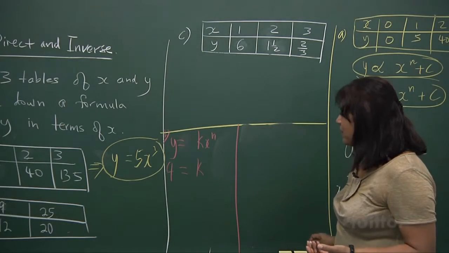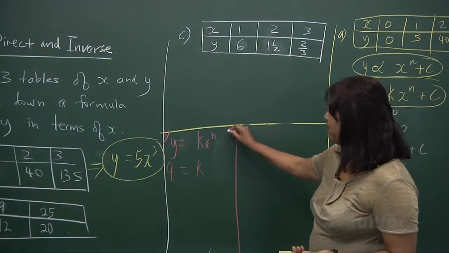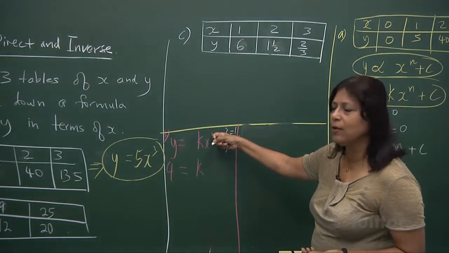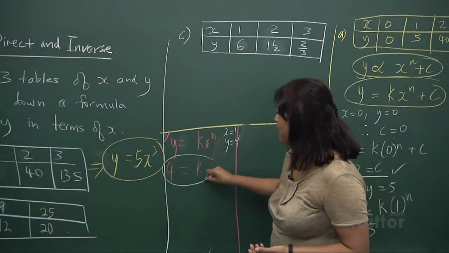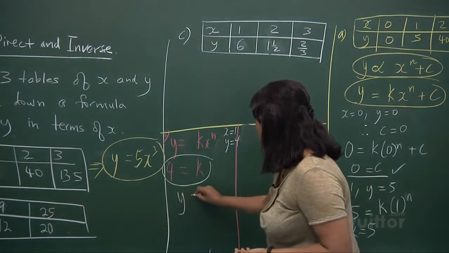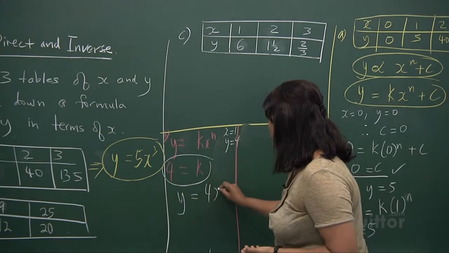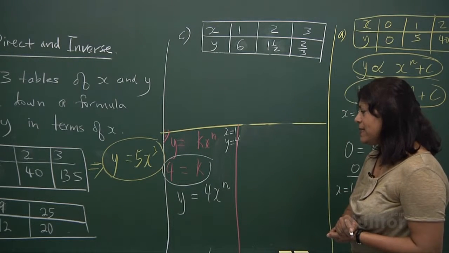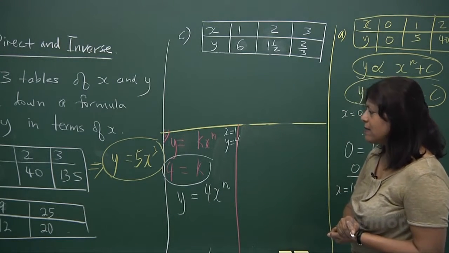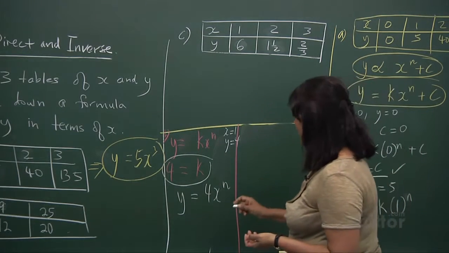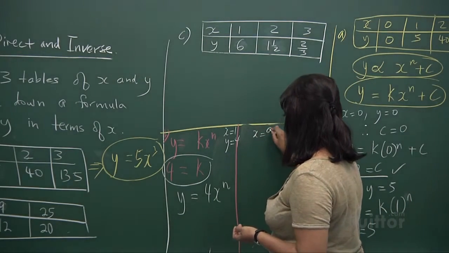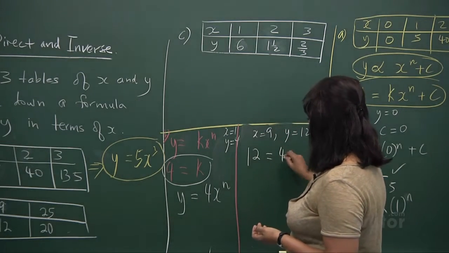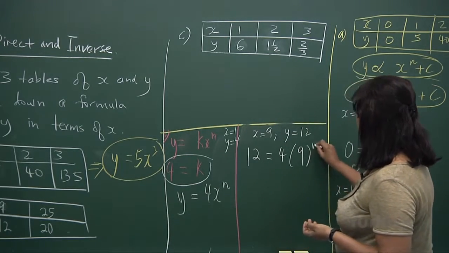So when x is 1, your y is 4. 1 to the power n is still 1, so y is 4. That solves it. So y is 4x to the power of n. And we need more details now. When x is 9, y is 12. So we say 12 equals 4 times 9 to the power of n.